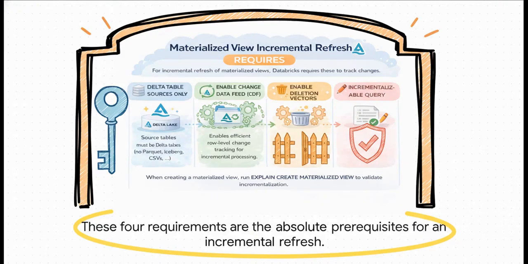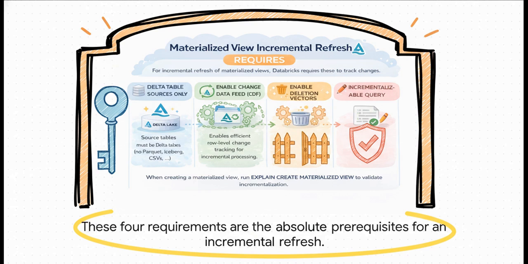To get access to this high-speed world of incremental refreshes, you have to play by the book. As you can see here, there are 4 non-negotiable prerequisites. You need your source tables to be delta tables. You have to switch on change data feed and deletion vectors to track all the little changes.